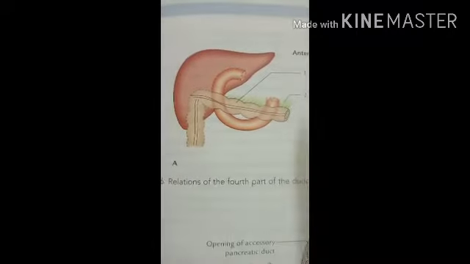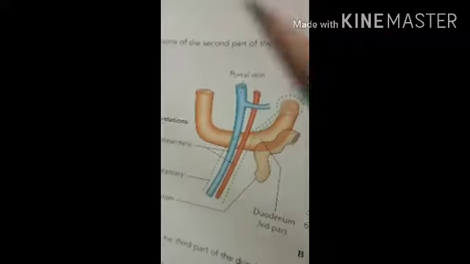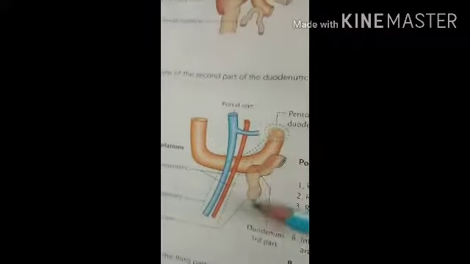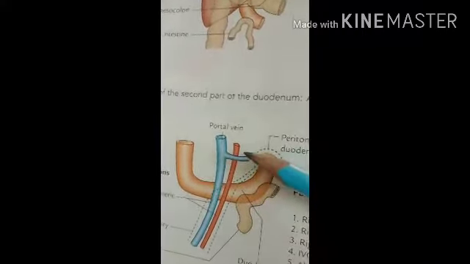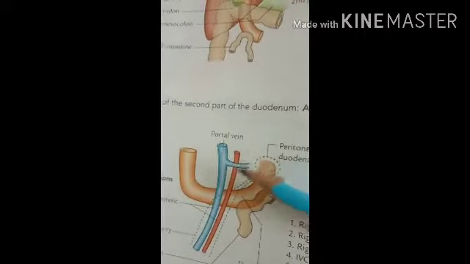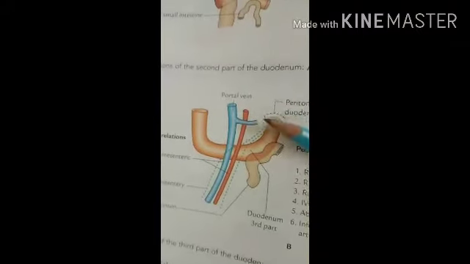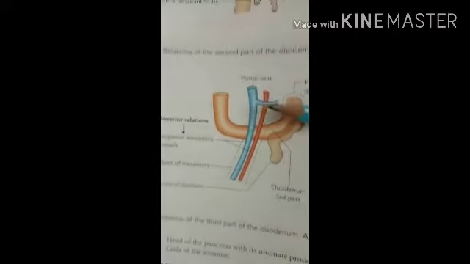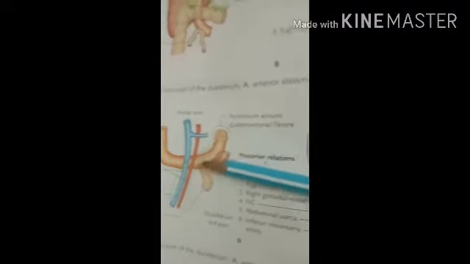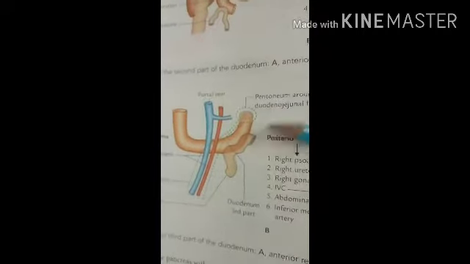Okay. After that we have to see the relations of the third part of the duodenum. Here in this diagram we can see the relations. The peritoneal relations: this part is also retroperitoneal and fixed, and anteriorly it is covered by the peritoneal membrane. Then the visceral relations. Anteriorly you can see the superior mesenteric vessels and the root of the mesentery.